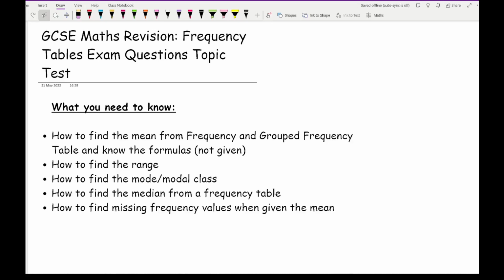Now, the first thing is you need to know the difference between what is classed as a frequency table and what is classed as a grouped frequency table. And that's all based on the very first column. In the first column, if there's no groups involved, it's a frequency table. If there are groups, then it is a grouped frequency table.